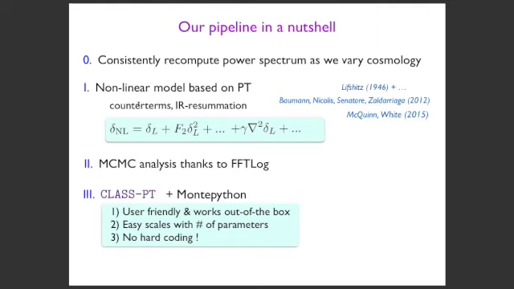And the main feature of this pipeline, the core idea, is to use the most advanced nonlinear model for the theoretical power spectrum and other statistics, which is based on one-loop perturbation theory. It includes all the developments in the field of large-scale structure theory which have been made in the last decade, which crucially includes the counterterms and infrared resummation.